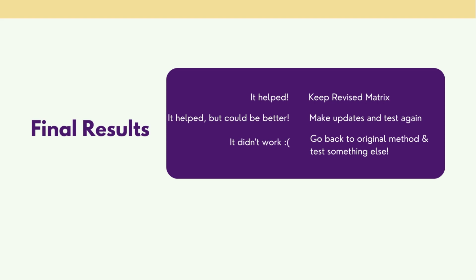So, one, we might decide, oh, it helped. We're going to keep our revised matrix. We might decide it helped, but it could be better. So, we're going to make some updates. We're going to test again. Or we might find it actually didn't help at all. And so we'll go back to our original method of using therapeutic responses, and we'll just test something else and see if the root cause was different, or it wasn't motivation that was the problem.